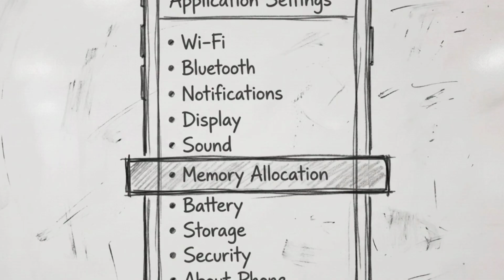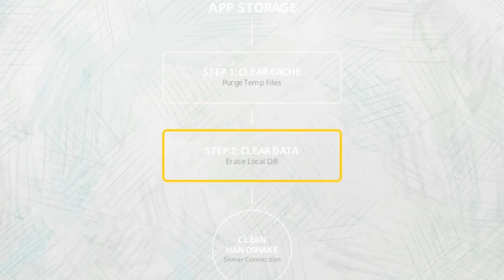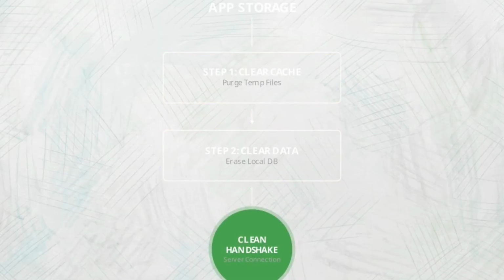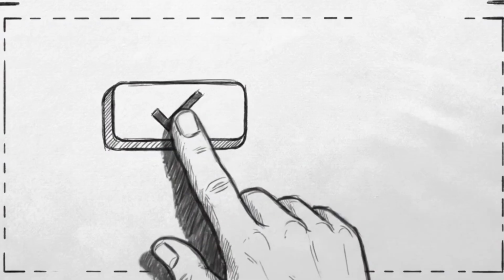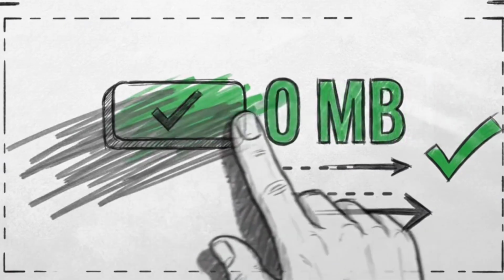Close the app, go to your device's system settings, find the app info page, and select storage usage. You must follow this flowchart exactly. First, clear cache, then clear data. This sequential purge forces the software to initiate a clean handshake with the server on the next launch. These two interventions bypass regional server throttling and remove corrupted local files, ensuring the editing tools remain accessible.